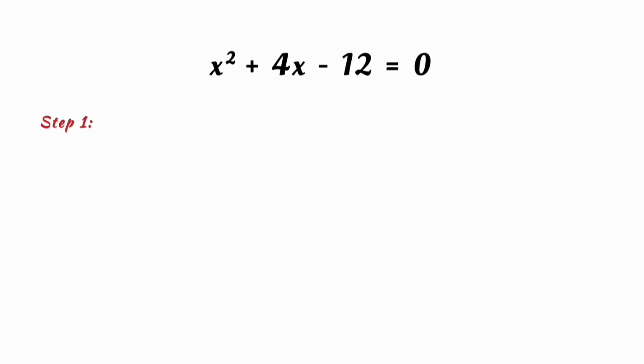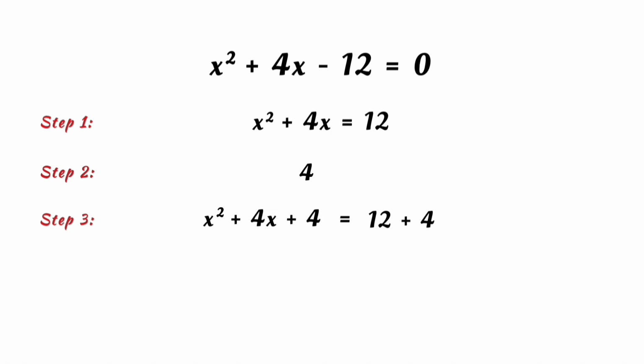Step 1. Move the constant term to the right. Now take the coefficient of x, divide it by 2 and square it. Step 3. Add this result to both sides, giving (x + 2) whole squared on the left.